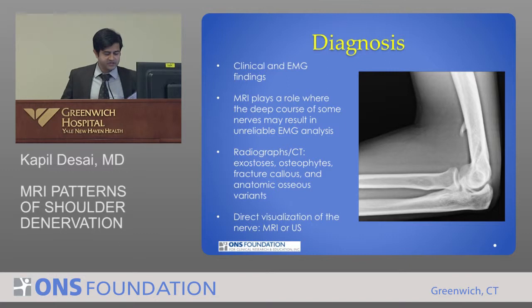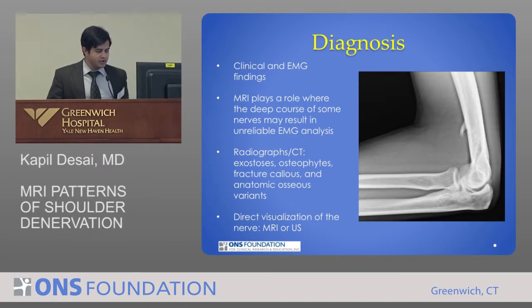So there is a role for X-ray and CAT scan. You can pick up osteophytes like this, or if patients had a prior fracture and there's a big callus formation that might be pushing on the nerve, and there are lots of different bony abnormalities and variants that can cause problems too. But ultimately, what MRI and ultrasound will offer you is the only ability to really see the nerve directly.